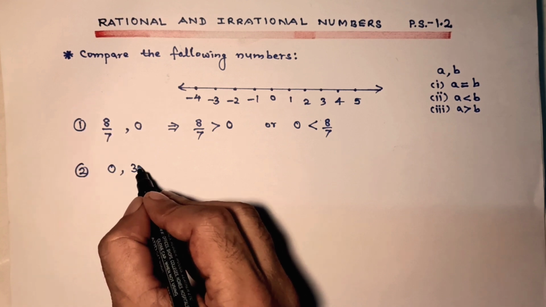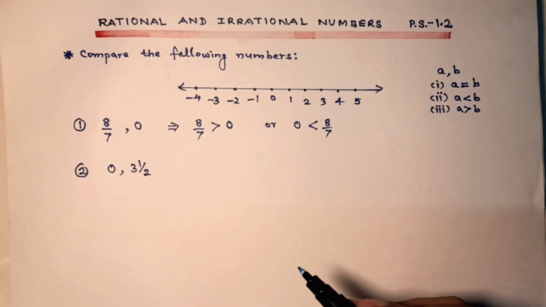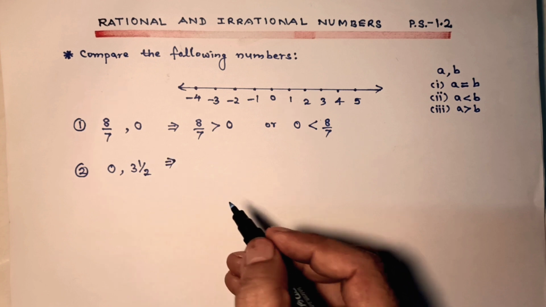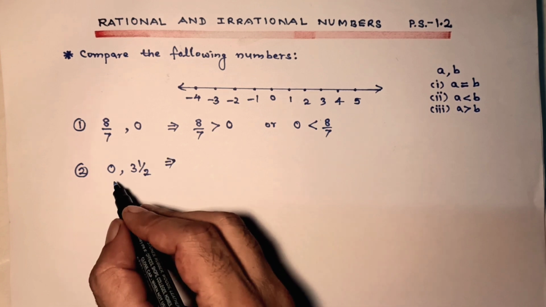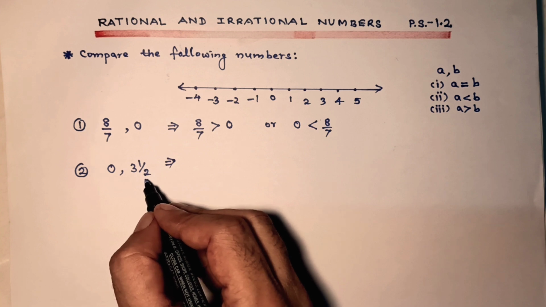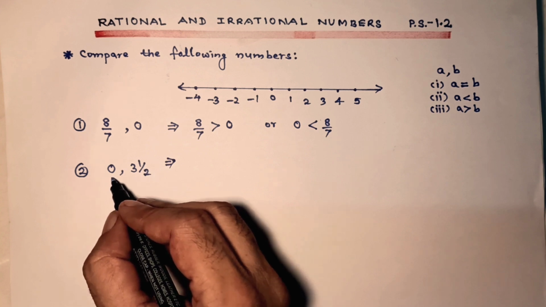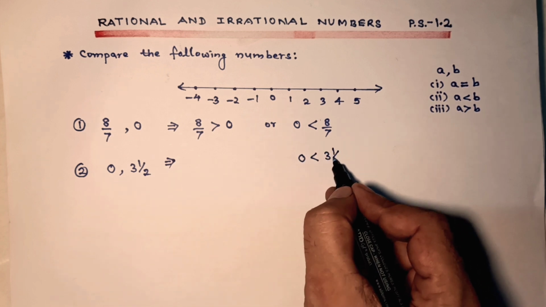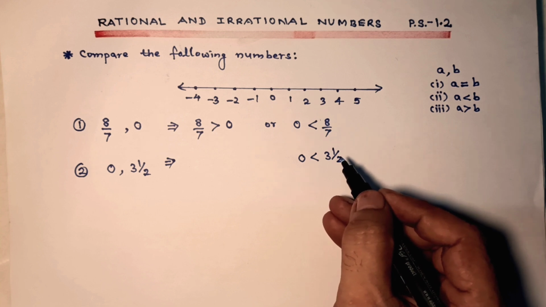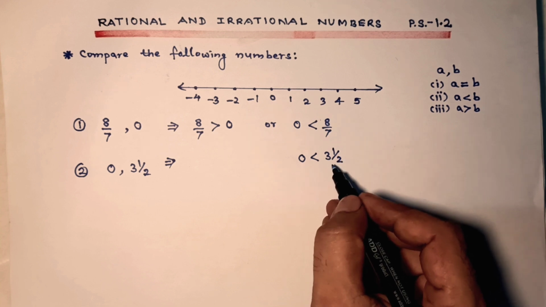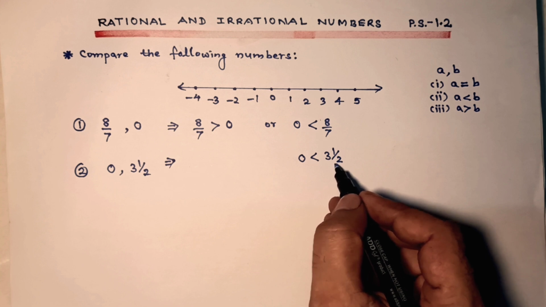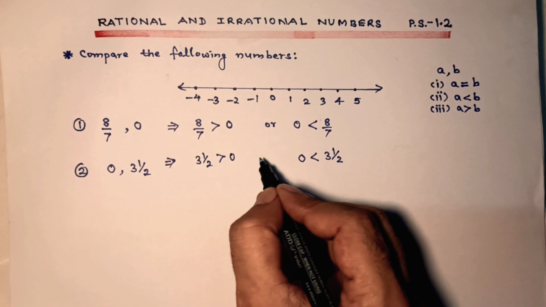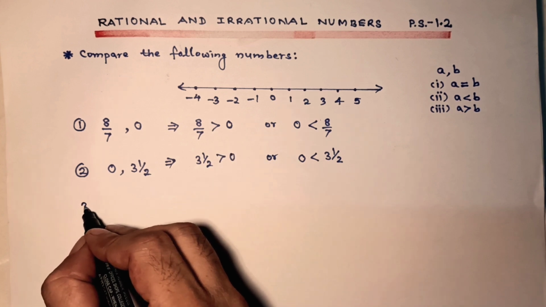0 and 3/2. Now if you compare this 0 and 3/2, then 0 is always less than 3/2. You don't have to simplify it as 1.5. Just say this is a positive number, so a positive number is greater than 0. Let's go to the third question.